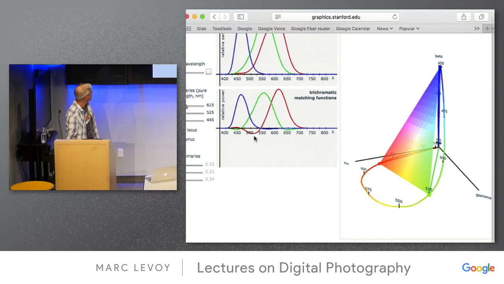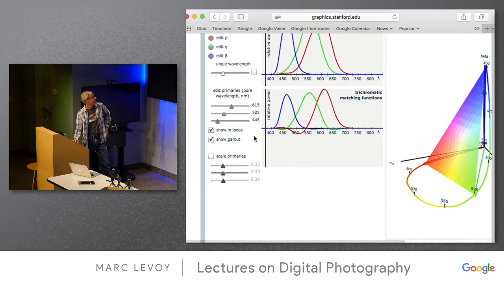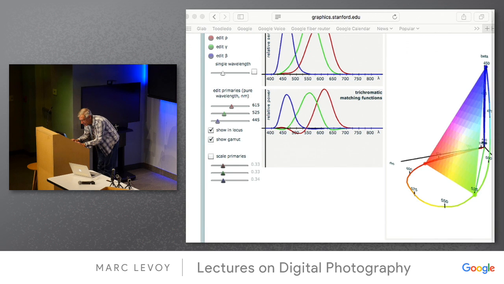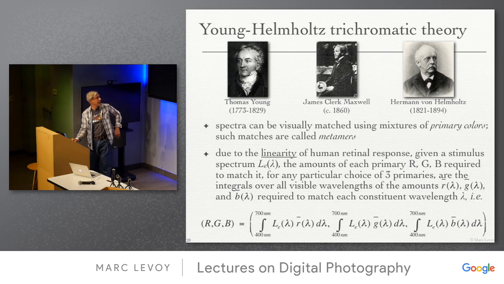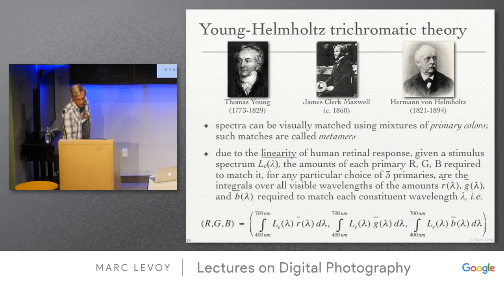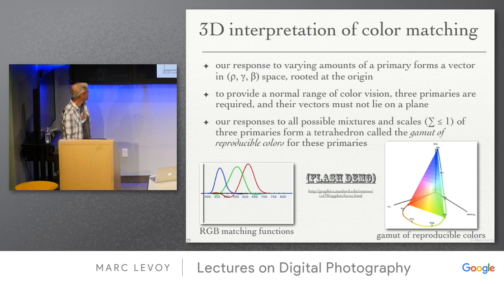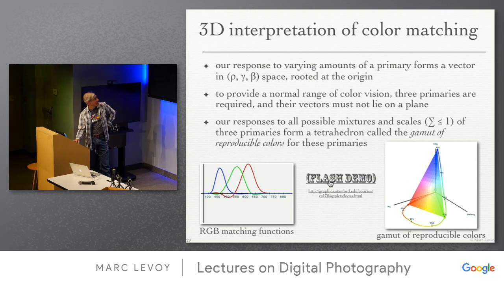Okay, people see how that works? Let's play some games here. Let me wait on the games. It'll be better in a minute. Okay. So that's what I've said. There's the gamut of reproducible colors for those particular set of primaries.